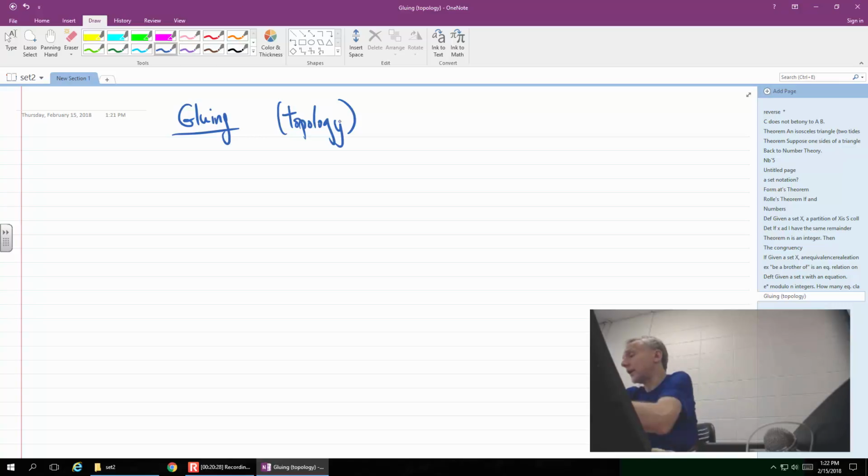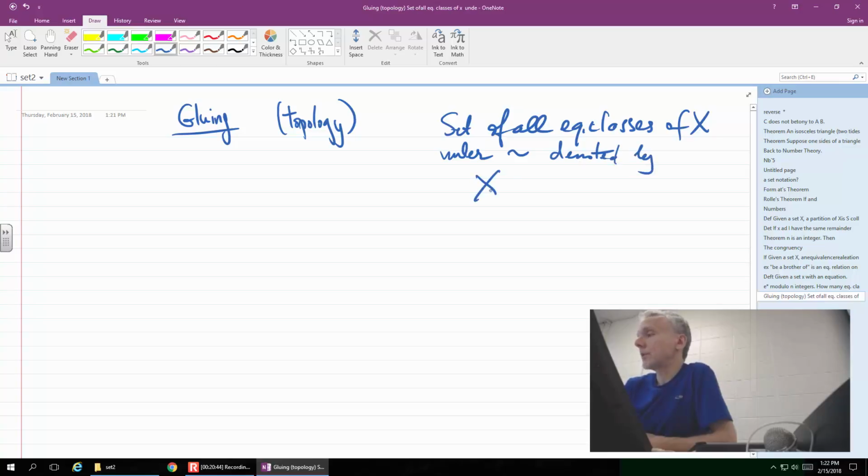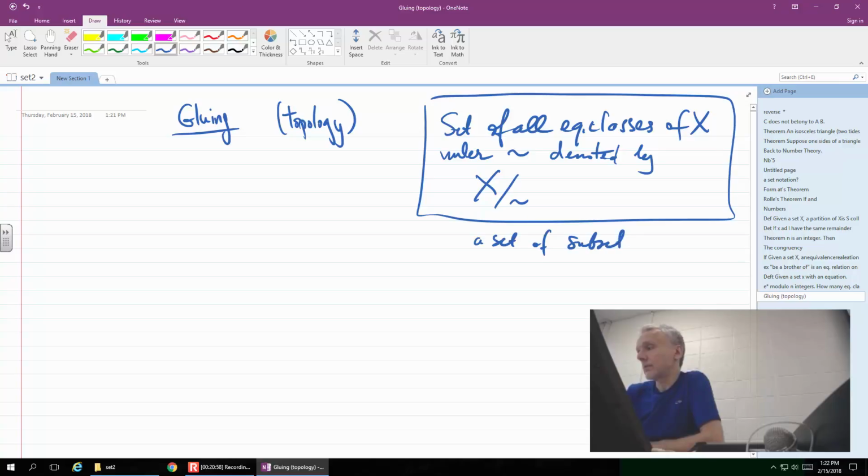Well, by the way, this is the notation. The set of all equivalence classes of X under an equivalence relation is denoted by X slash the equivalence sign. So it is a set of subsets of X, which makes it really hard if you think about it. So remember, the congruence class of an integer has infinitely many elements throughout.